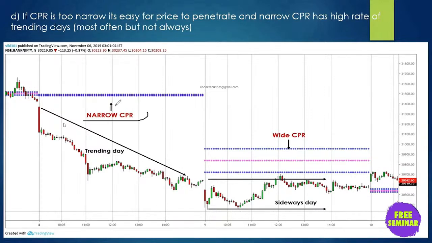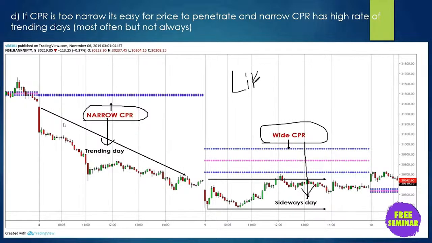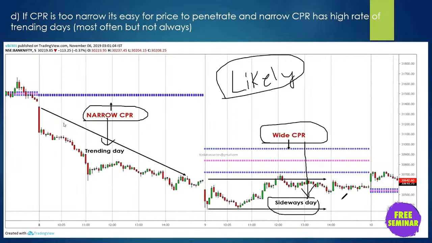But remember, narrow CPR means it's more likely to have a trending day, and wide CPR means more likely a sideways day. If you observe, when I'm talking about this, I use the word likely. Narrow CPR means likely a trending day, wide CPR means likely a sideways day. Why am I using the word likely? Why don't I say exactly 100%? Because trading is a probability, not a certainty. Trading is not like an exact science. Strategies, patterns, whatever it is, everything is a probability. There is nothing like mathematics.